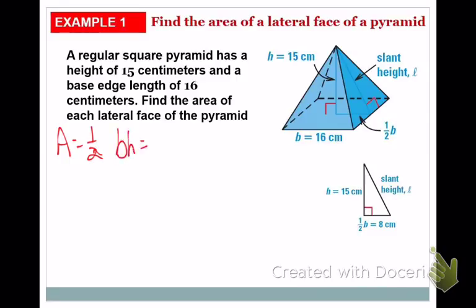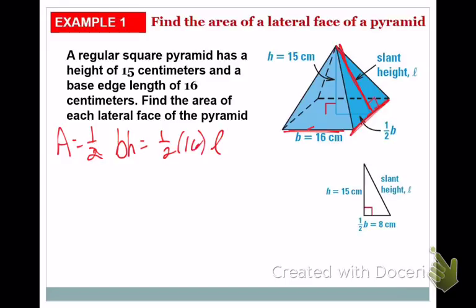Well, the base is 16. It's just going to be the same. This is a regular square pyramid, so those bases are the same. So this is going to be 1/2 times 16. And then we've got to find the height of that triangle. The height of that triangle is the slant height. It's actually L. So we've got to find L.